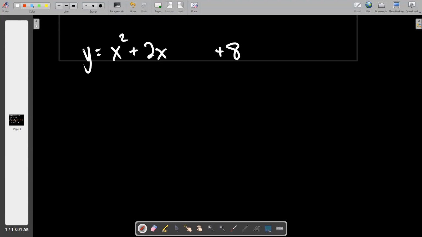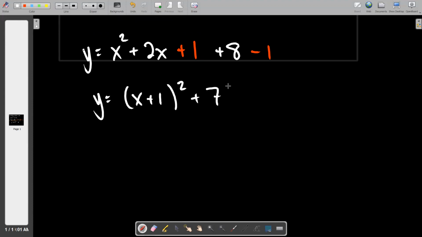What's half of 2? What's 1 squared? So I'm going to add 1. And what am I going to do to erase his footprints? I'm going to subtract 1. That way there, the net result is nothing. And I have y equals. Done. And the vertex of that parabola would be at what point?